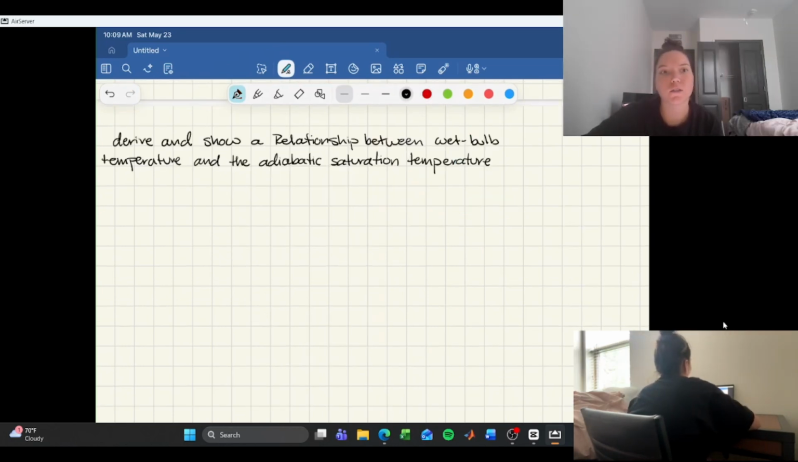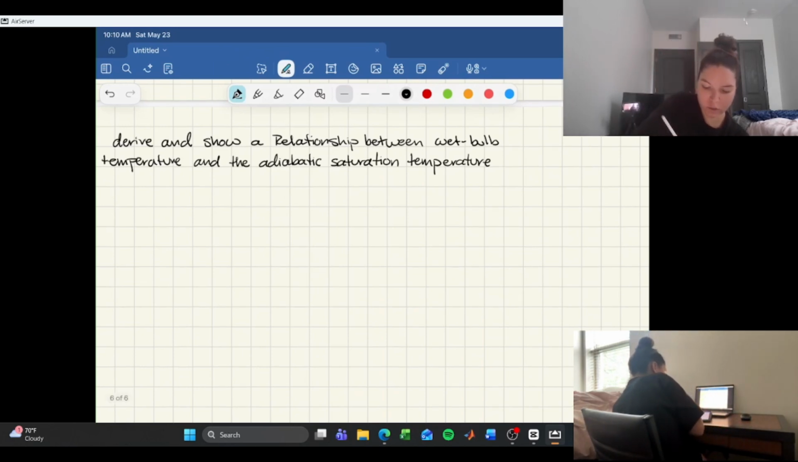Now we're going to switch gears a little bit, and derive and show a relationship between the wet bulb temperature and the adiabatic saturation temperature. To draw this, we're going to have the water here.